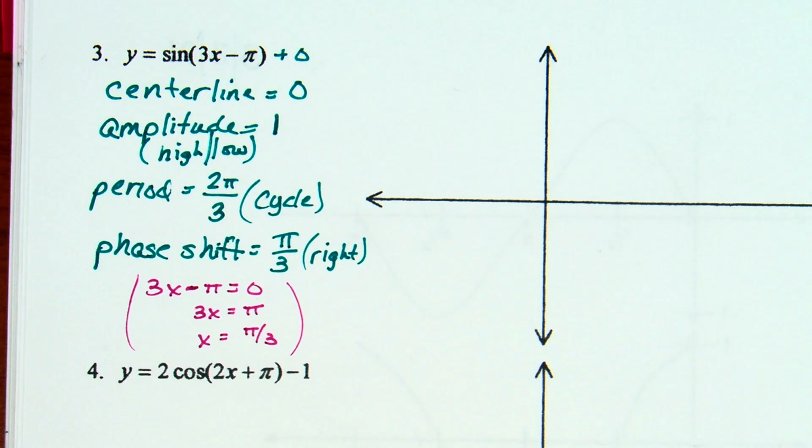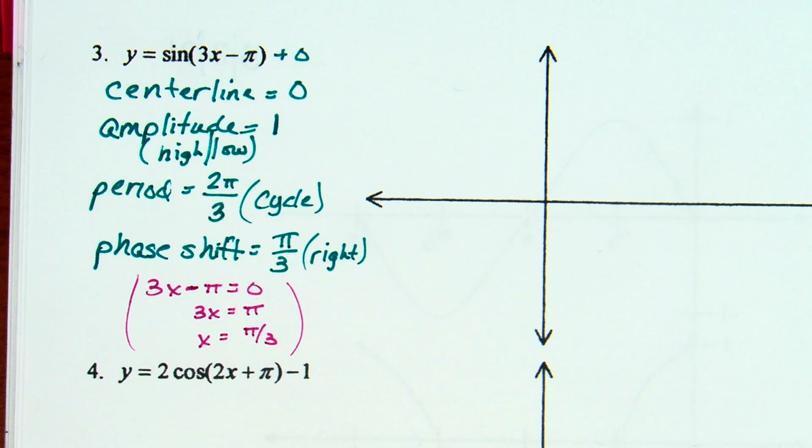Yes? So if it was a negative pi over 3, just do left. Like if it was 3x plus pi. If it was 3x plus pi, we would use it as a negative pi over 3, and we would be moving left pi over 3. Yep, it's just like horizontal always is, opposite the direction of the sign. Okay?